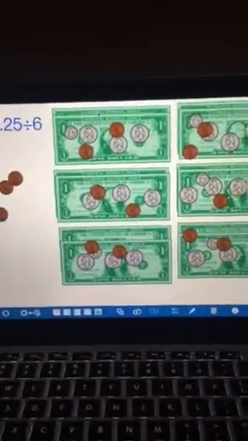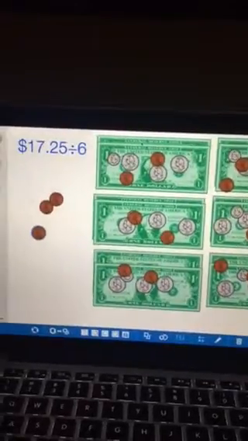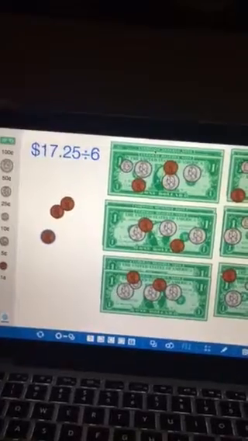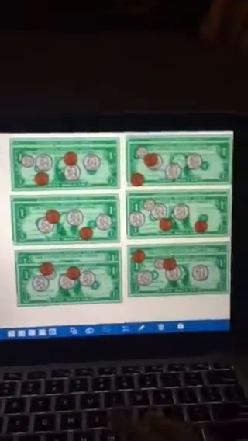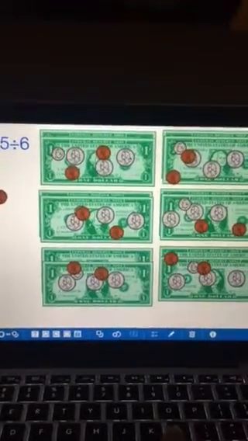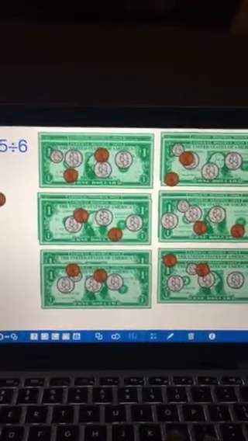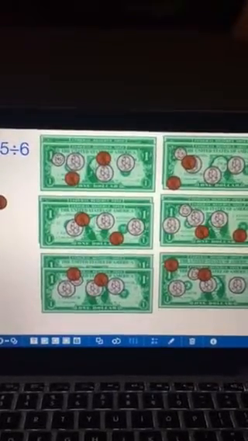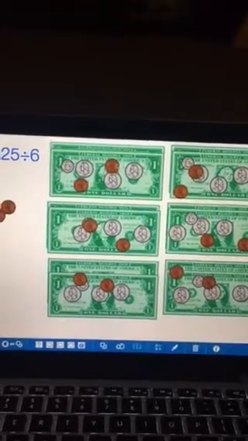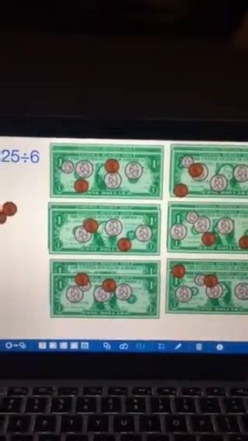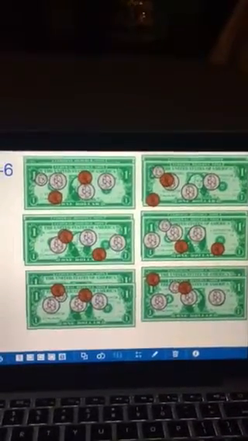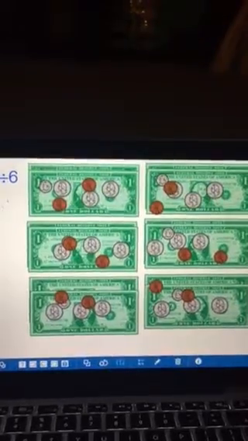So for each group, if I divide 6 into $17.25, I'm going to have $2, and let's see, I have 1, 2, 3 quarters, so that's 75. I have 1 dime, and that's 85, and 2 pennies, 85, 86, 87. So I'm going to have $2.87. That is going to be my answer, and I will have 3 pennies left over.